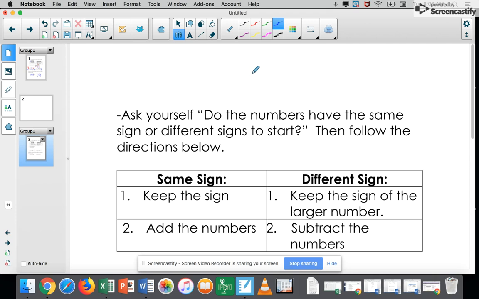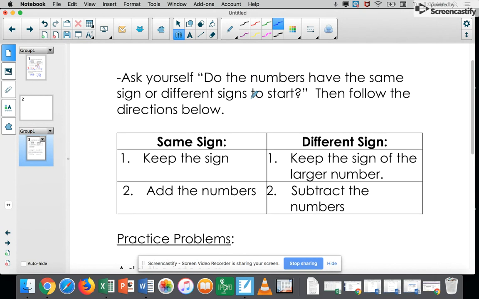Hey guys, all right, so we are learning how to add integers. You're going to watch this video. You're also going to watch a video that has a little song to Row, Row, Row Your Boat that explains how to add integers. So here we go.